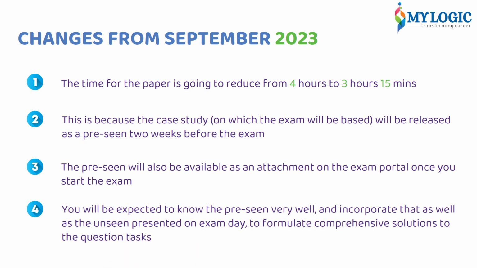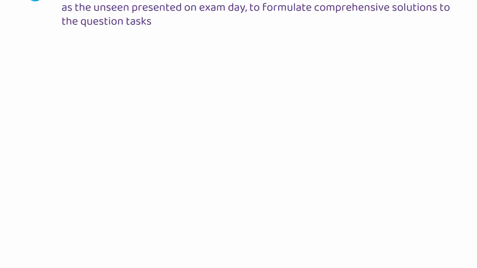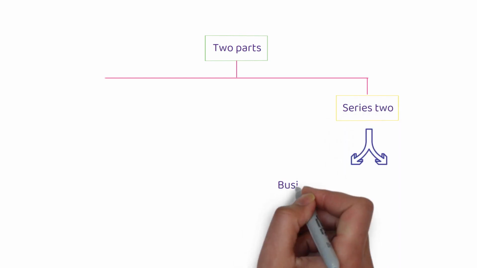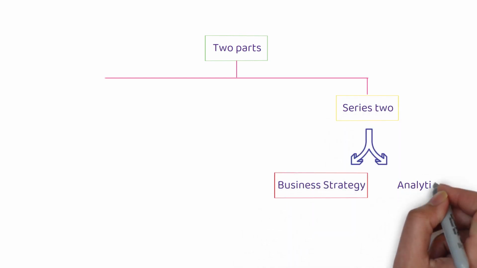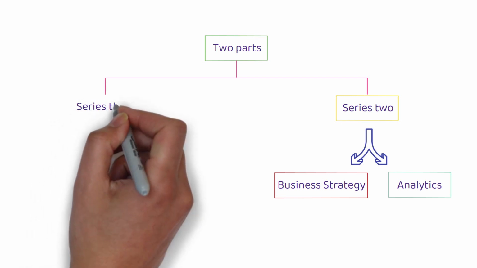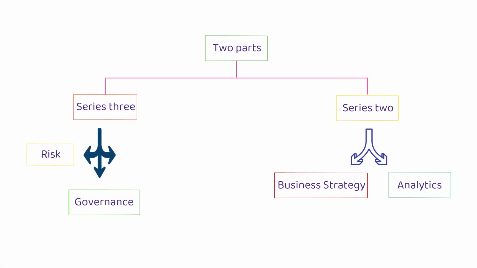With this, we conclude the introduction series. We now move on to the syllabus, which we have divided into two parts. Series 2, Business Strategy and Analytics, and Series 3, Governance, Risk and Ethics.